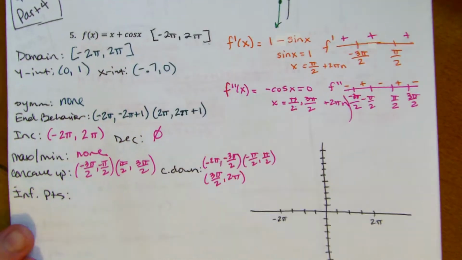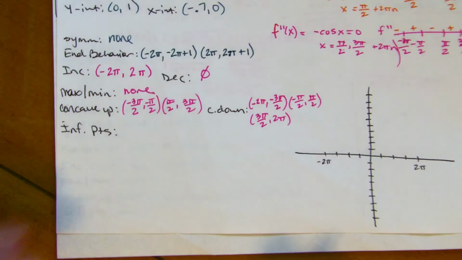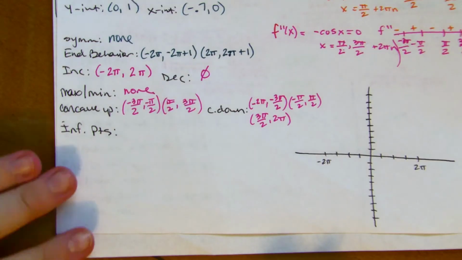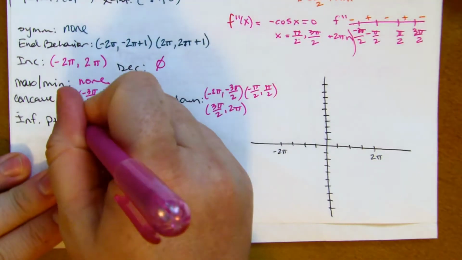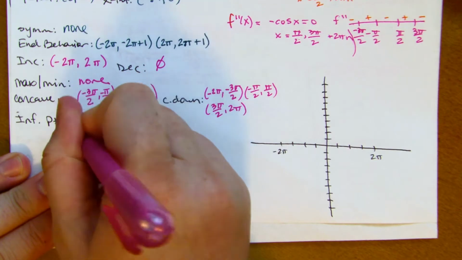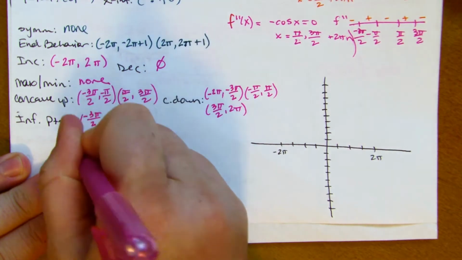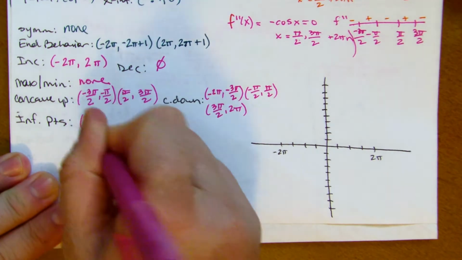And then those inflection points, we've got quite a few of them to list out now. All of those x values that we see there are inflection points because it's alternating positive and negative at each of them. So I'm going to go ahead and list them out here. Negative 3 pi over 2, negative pi over 2, pi over 2, and 3 pi over 2.